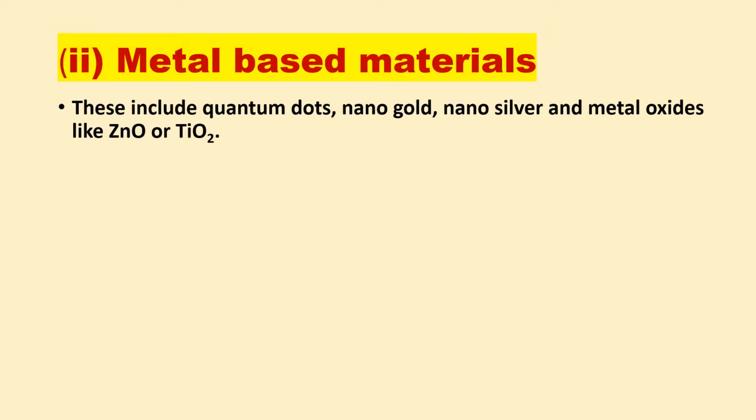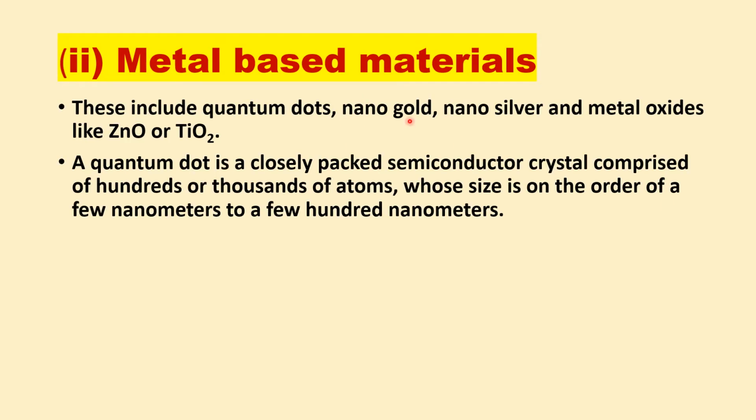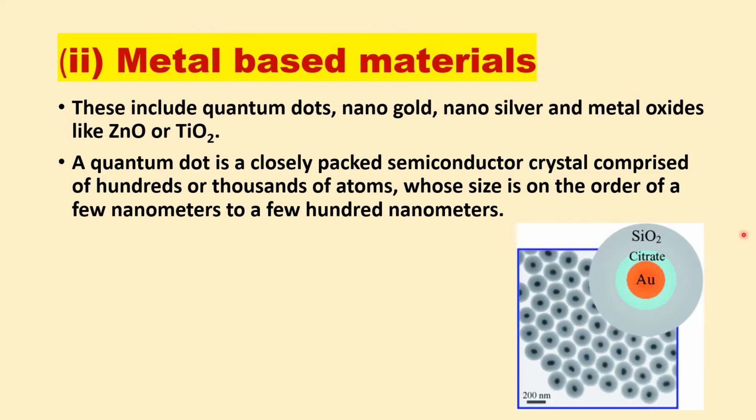Metal-based materials means they are gold or silver or platinum. These are the metal oxide nanoparticles, and also quantum dots, like some semiconductor particles, or zinc oxide or titanium oxide nanoparticles. And a quantum dot is a semiconductor crystal nanoparticle, and they have sizes of a few nanometers to a few hundred nanometers.